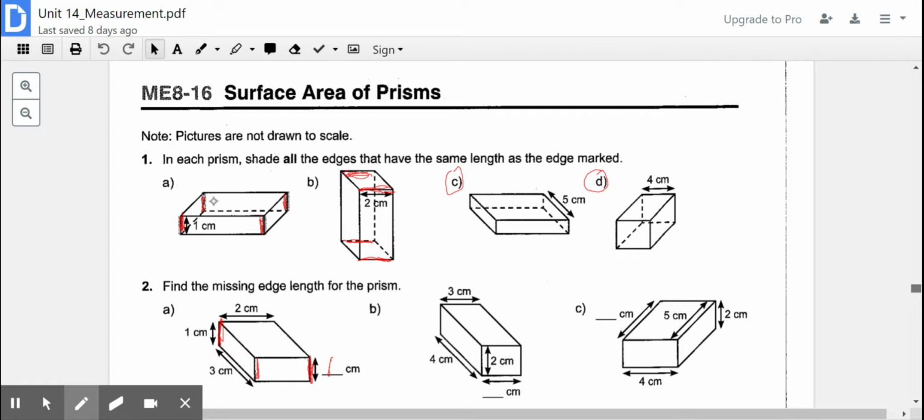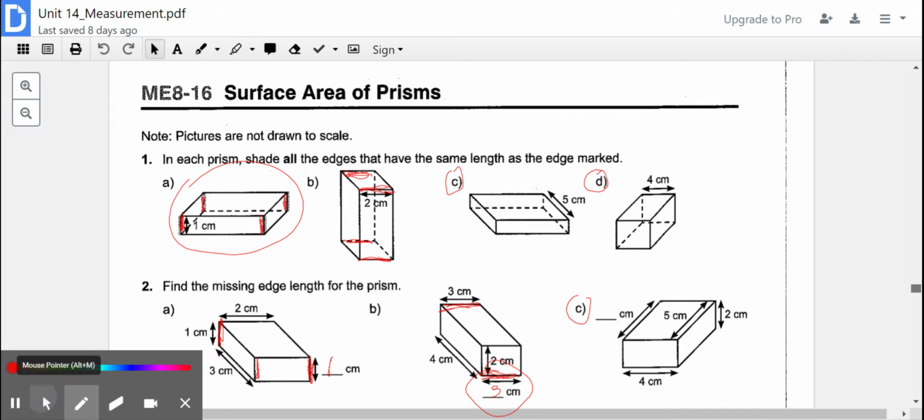Okay, so I'm doing exactly what I was doing up here. I'm just finding equal edges here. Okay, and this one here, I'm looking for this length here. So that's this one here, which is going to be equivalent to the back edge. And that's going to be 3 centimeters. Okay, go ahead and do the same thing for C, and then we'll move on to the next one.